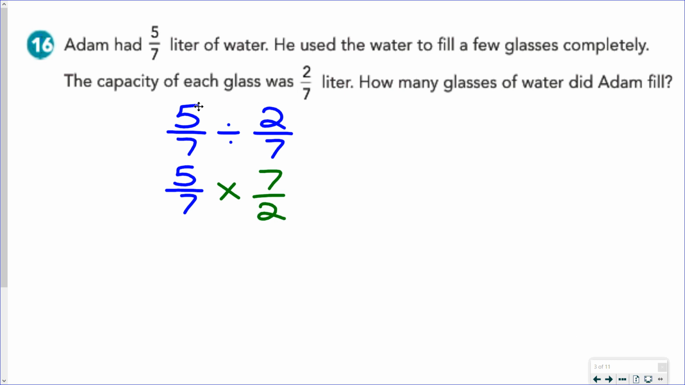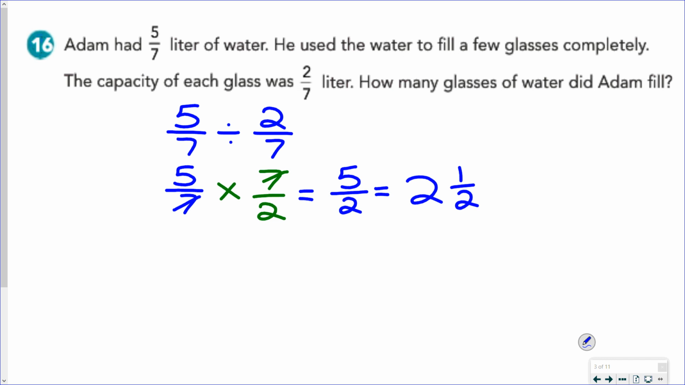And if you'll notice, once again, we do have a numerator and a denominator that we can simplify. We have a 7 and a 7. And essentially, those 7s will cancel each other out, which leaves us with 5/2. And 5/2 does simplify down to 2.5.